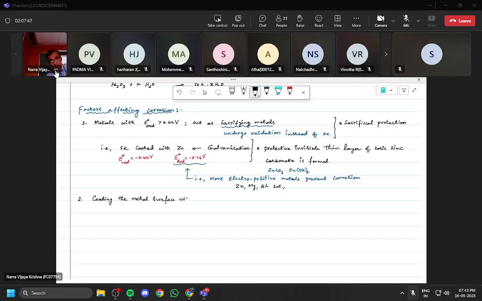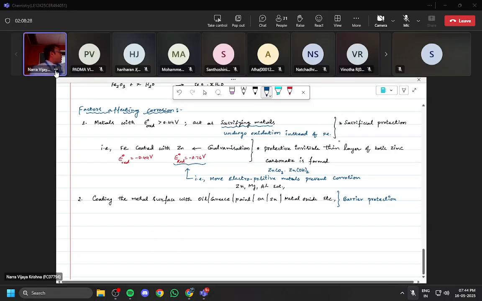with oil or grease or paint, or copper or tin or metal oxide, etc. They can stop corrosion. We call that barrier protection. So via barrier protection also we can stop corrosion.